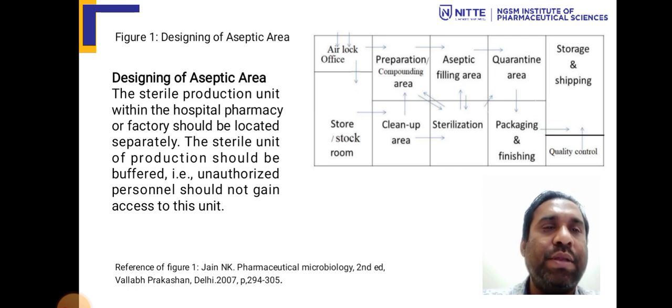Then storage will be there. At the same time, the office will have a connection to the storeroom as shown in the diagram. Then there will be a cleanup area, separate from the preparation area where we prepare. We have to clean the area, so cleanup area is separate. Then sterilization area, because all equipment whatever we have used in the process, glassware, metals, has to be sterilized. After the quarantine area, the next area adjacent to that is called packaging and filling, and then it goes to the storage and shipment, and then it goes to the quality control check. So this is exactly how an aseptic area should look like.